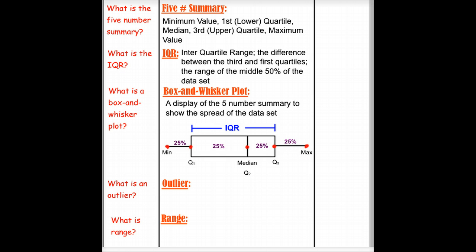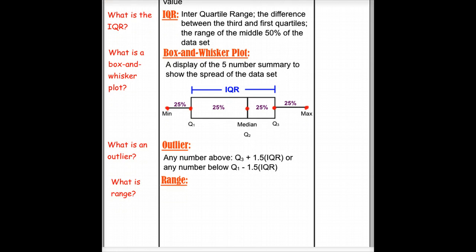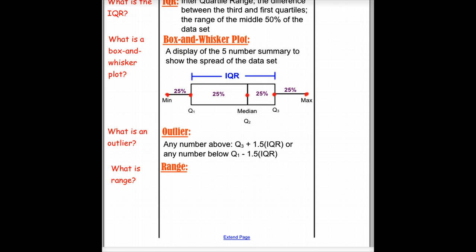An outlier then is going to be that number above quartile 3 plus 1.5 times the IQR, or any number below quartile 1 minus 1.5 times the IQR. And those are going to be evident in box and whisker plots because you have really long whiskers. And then finally, we have our range. Our range is that difference between the highest and lowest, or max and min values in a data set.